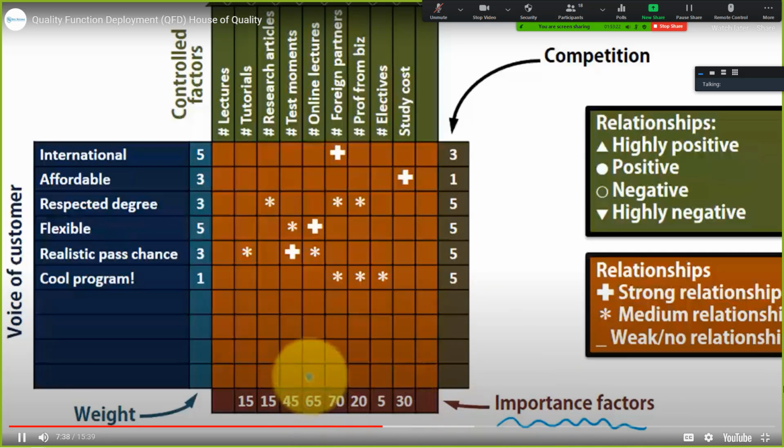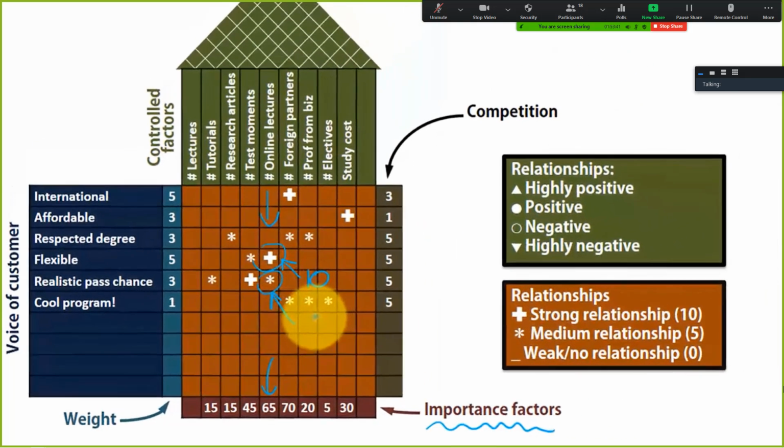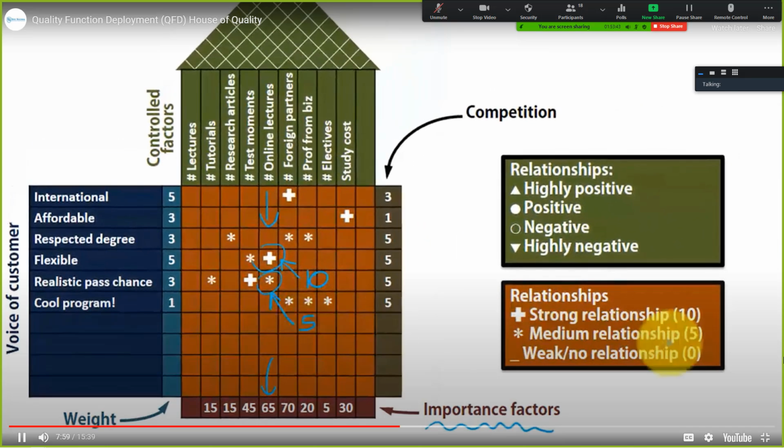Now let's have a look at one of these values. For instance, this value over here, 65. How do we arrive at this value of 65? Well, we look at the symbols that you see in this column, and that is this one and this one. This one indicates a value of 10, and this one indicates a value of 5. You can see it basically here.